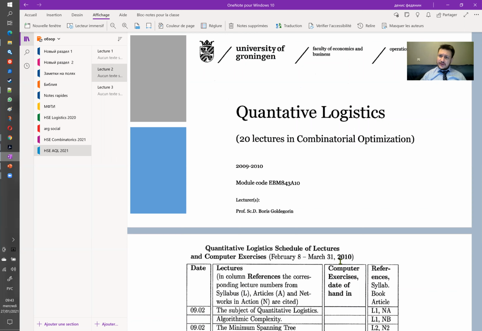For us, it's only the basis, so we don't want to restrict ourselves just to quantitative logistics, because we have applied logistics and we want to get into multi-agent things. We want to make it slightly fresh. But this is a very great basis to start with.